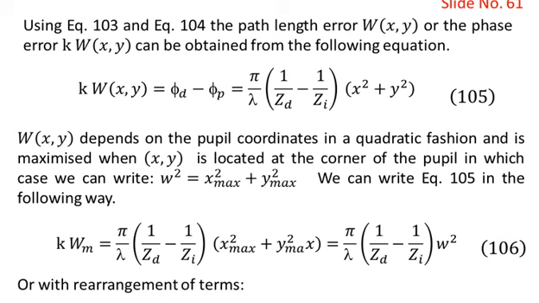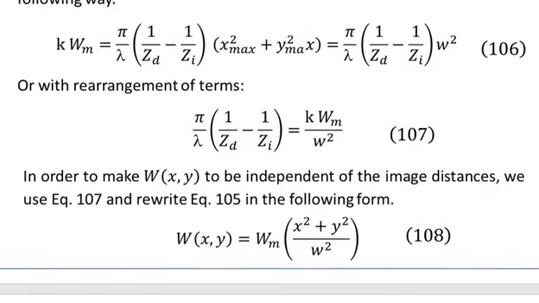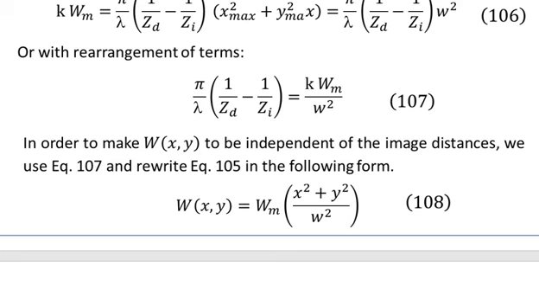For example, over here in equation number 105, let's introduce equation number 107. Now equation number 105 can be read as given in equation number 108, that W as a function of x, y is equal to Wm, within the parenthesis x square plus y square over w square. So you see that we have omitted the image distances. Let me read the first statement given above. In order to make W of x, y independent of the image distances, we can use equation number 107 and rewrite equation number 105 in the form given in equation number 108.